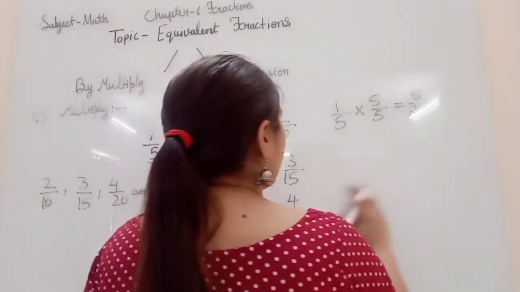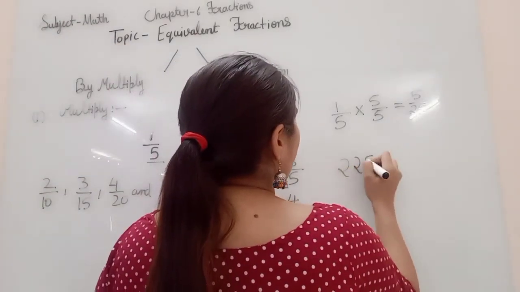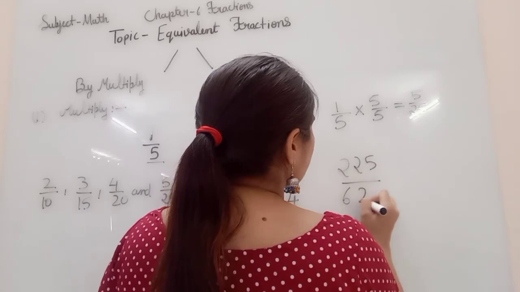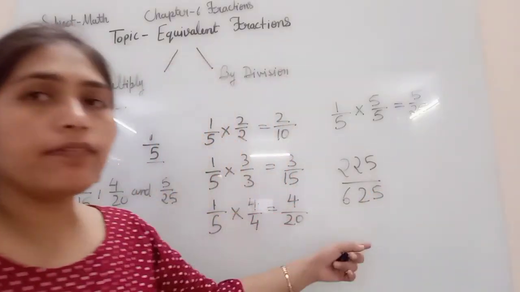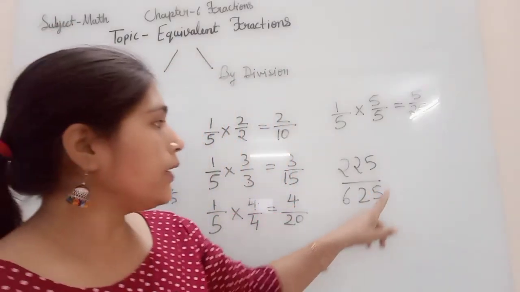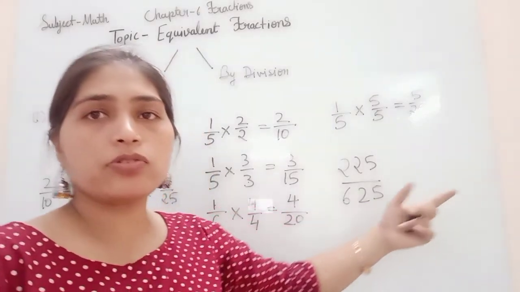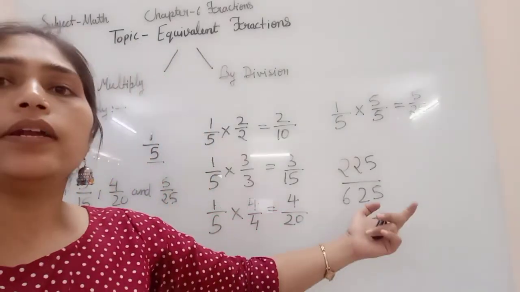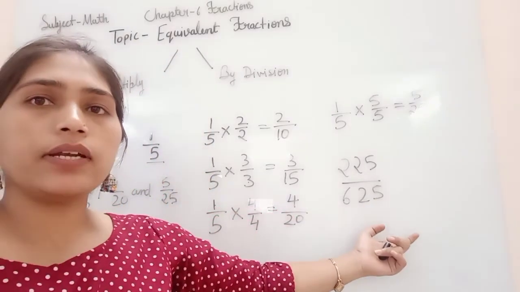But if I am saying, if you have a number here, now find the equivalent fraction. So if you multiply, you will get the bigger number. So this time we will do the division. Okay, we will use the division method.